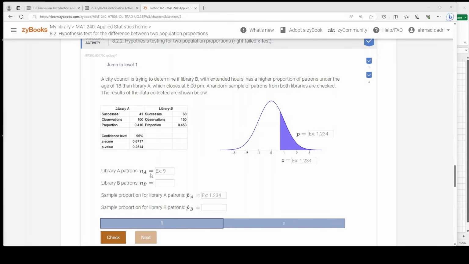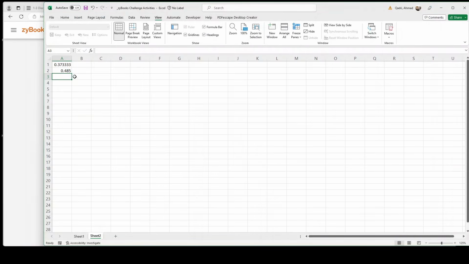So looking at this, we have 41 out of 100 as the proportion for library A. Well, first of all, the sample size for A is 100, and for B is 150 here. So for library A, the proportion is 41 divided by 100, so that's 0.410. And for B it's 68 over 150. So let's calculate that. And that's 0.453.